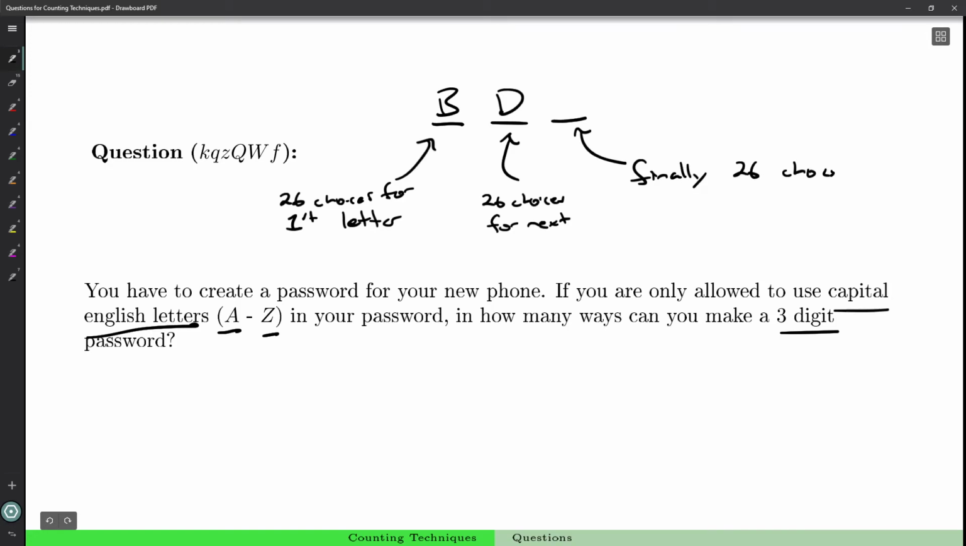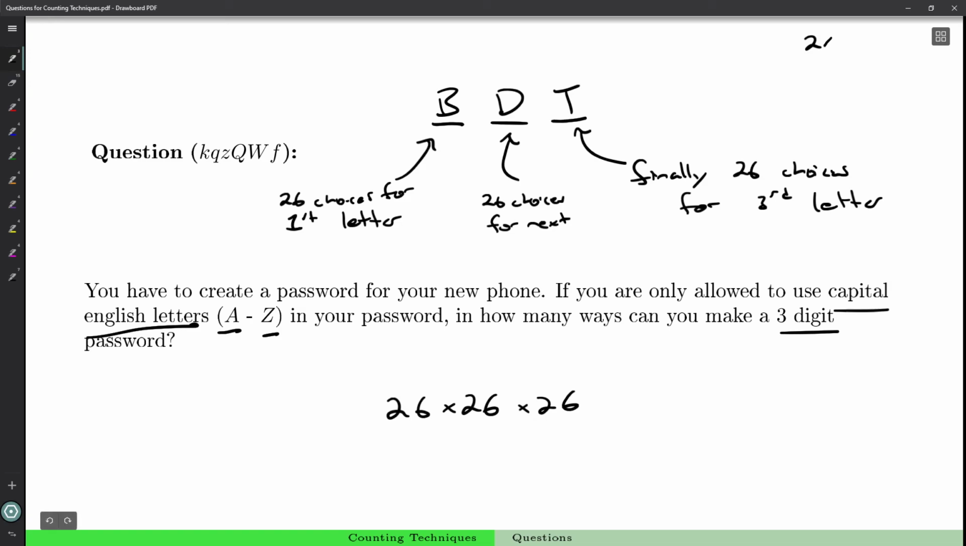26 choices for the third letter, or the last letter, whatever we want to call it. And we'll make it a T. Okay, so there's B, D, and T, but I had 26 possible letters to choose for the first one, times 26 choices for the next letter, times 26 choices. So the total number of ways I could make my password is 26 times 26 times 26.